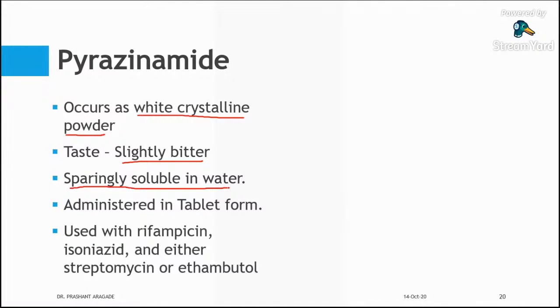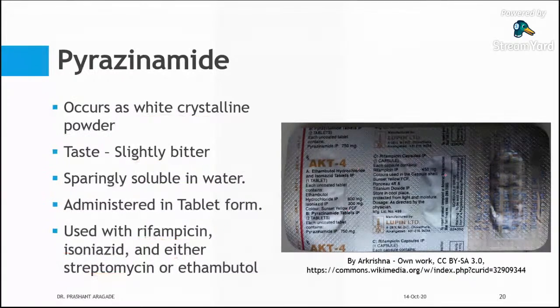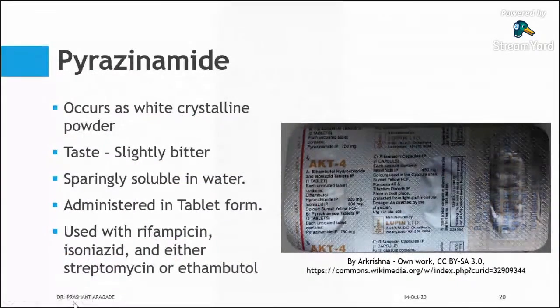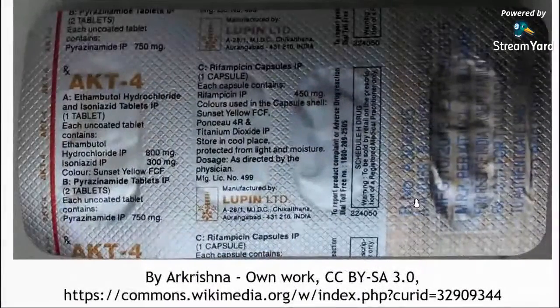As I told earlier, anti-TB drugs are available in tablet forms, and always used in a combination with rifampicin, isoniazid, and either streptomycin or ethambutol. So here I will give you one combination. I searched it for you yesterday, and I was able to get one combination.